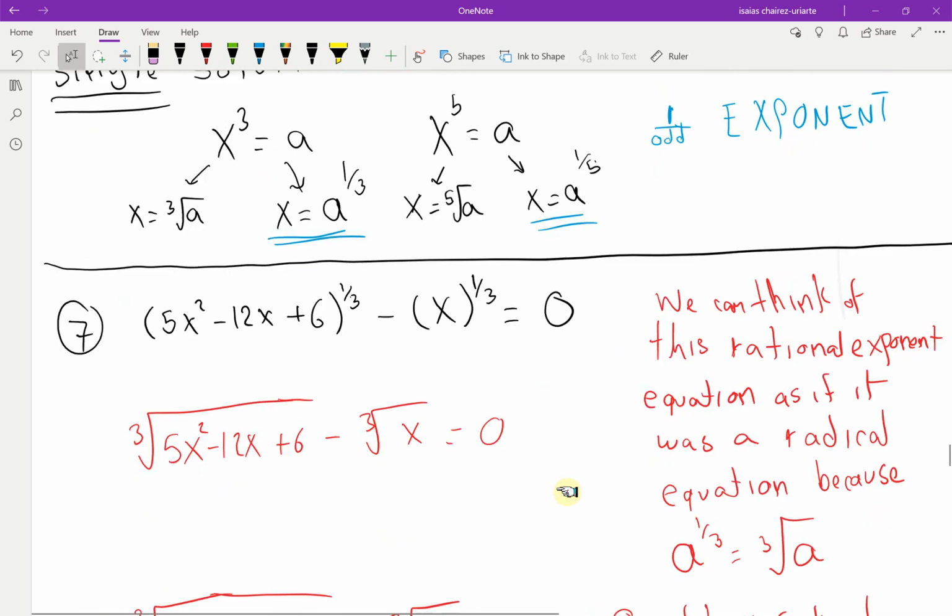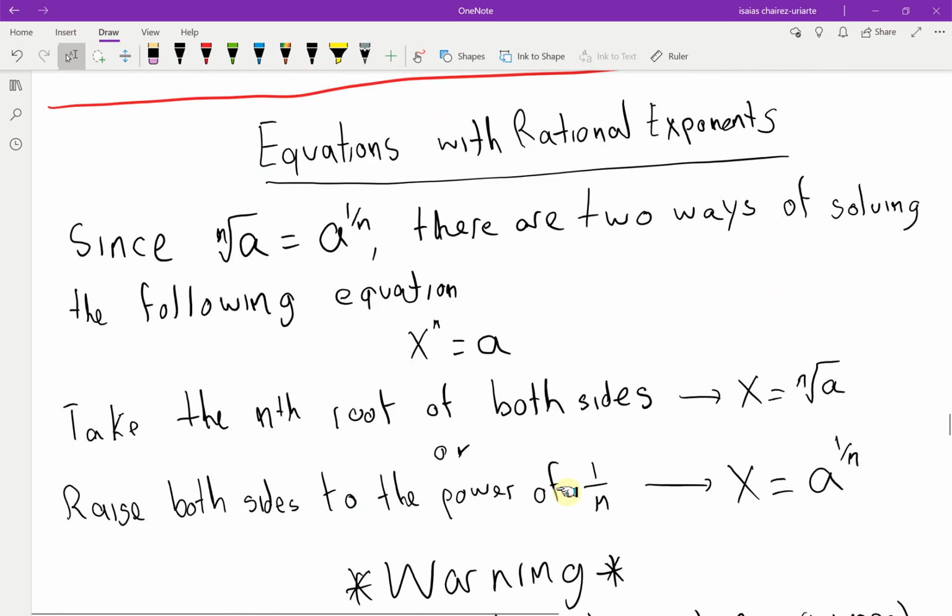Okay, so let's begin solving equations with rational exponents. So the exponents are going to be fractions. And I want to give you a bit of a warning here, because within rational exponents, you have rational exponents that have an even denominator, and you have rational exponents that have an odd denominator. And the way you treat these rational exponents is a little bit different.